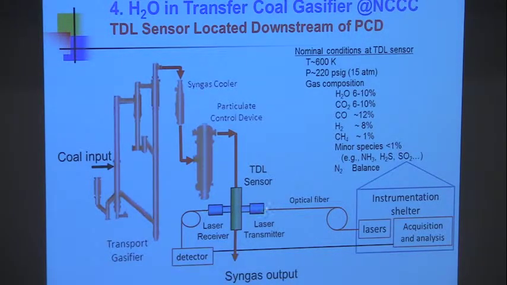But basically then that signal comes back. We have the lasers over here in this instrumentation shelter, lasers and people. Light goes over here, and the detector is back here. Nominal gas composition at this 15 atmosphere condition, 600K, which we've had here, is expected to be in this range. So we have some sense of what it's going to be. There are always some impurities we have to think about, and whether they will cause a problem or not. What they really wanted to know were these numbers right here.